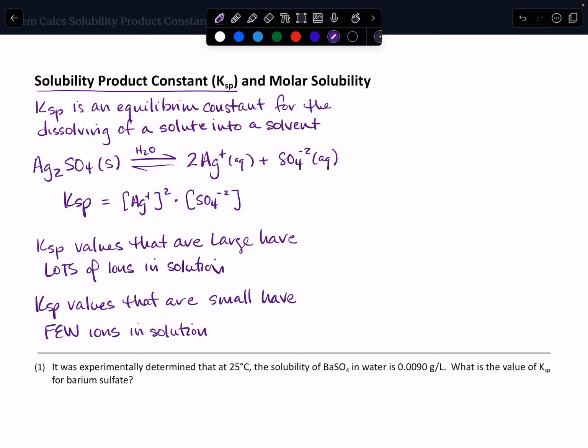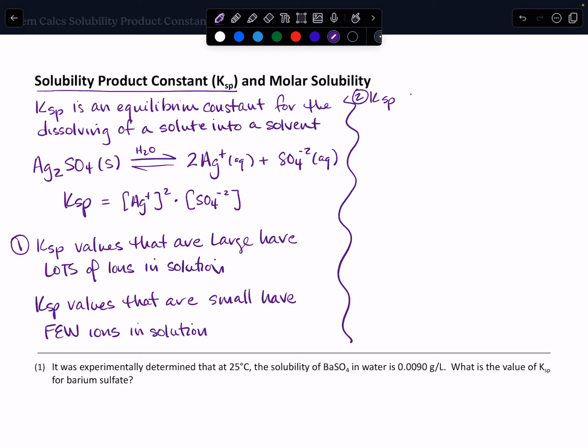So Ksp values are valuable in that they give us an idea of the degree of solubility of something and allow us to compare solubilities between some of our ionic solids. What else can we use that Ksp for? So this is one use, determination of solubility. This is a second use.